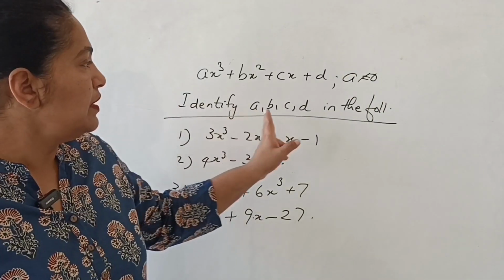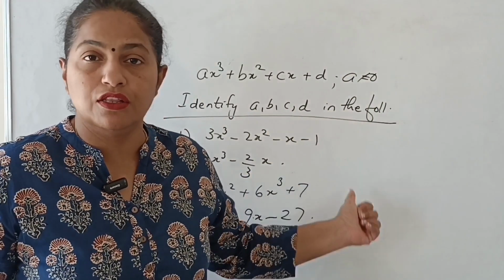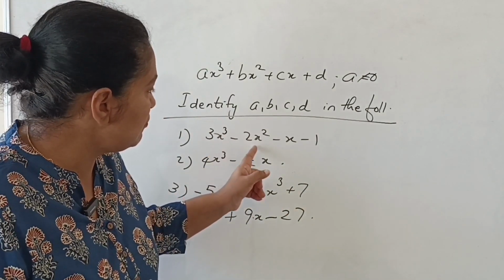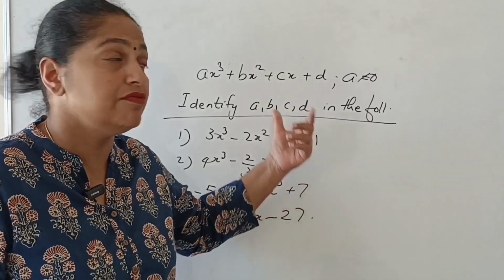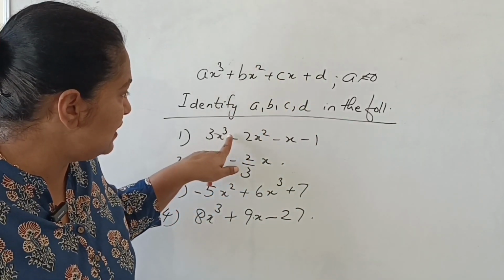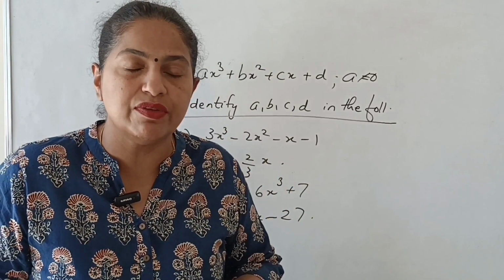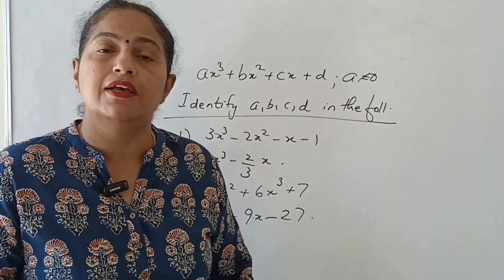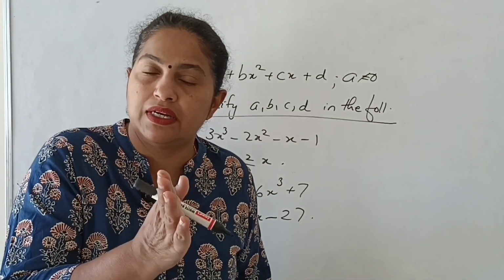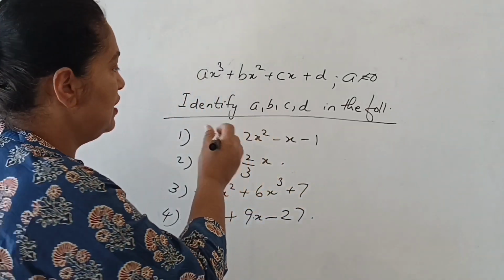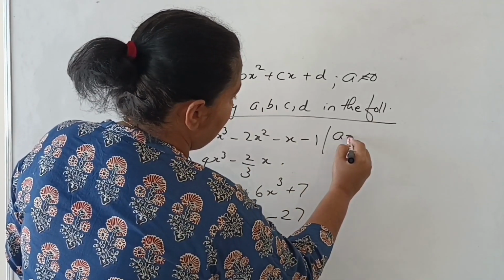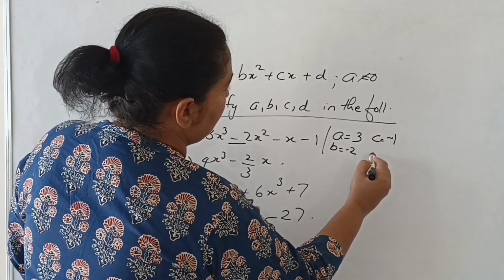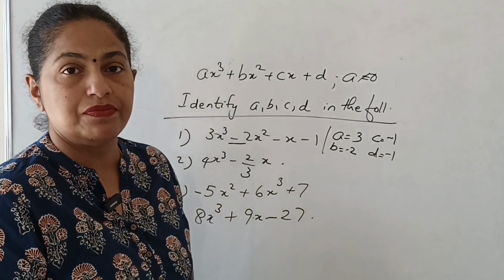It cannot be 0. So the question is, identify a, b, c, and d in the following list of polynomials. The first one, 3x cube minus 2x square minus x minus 1. Compare it with the general form, because you can see that the highest degree, the degree of the polynomial, is 3. Because the degree is 3, we can say that it's a cubic polynomial. So when it is a cubic polynomial, you have to compare it with the general form of a cubic polynomial. So compare over here. You will get a is equal to 3, b is equal to minus 2, c is equal to minus 1 and d is equal to minus 1.